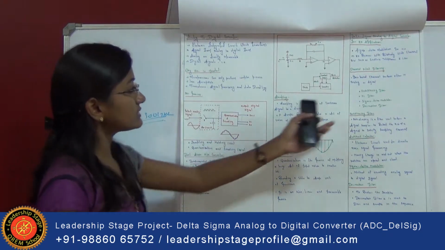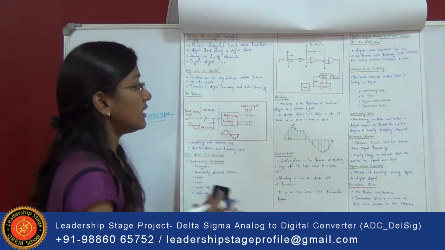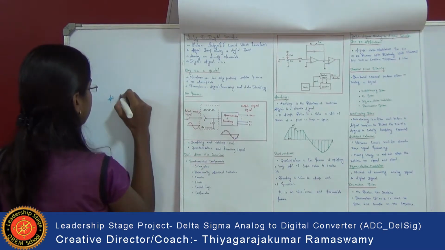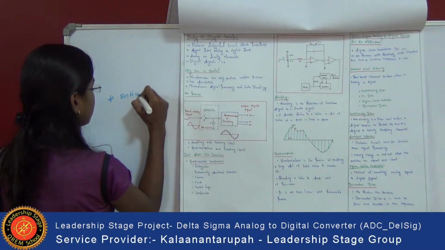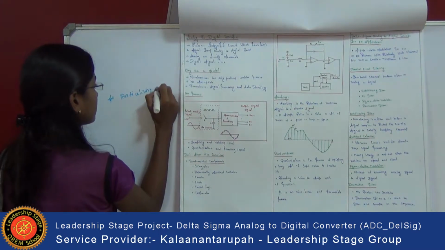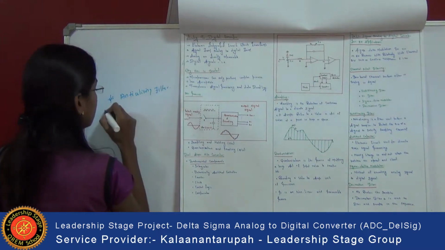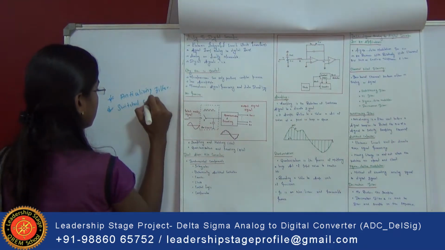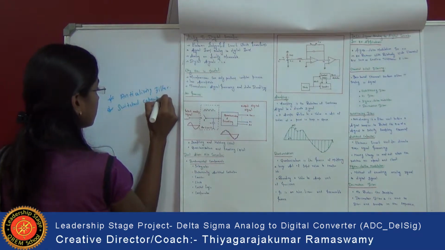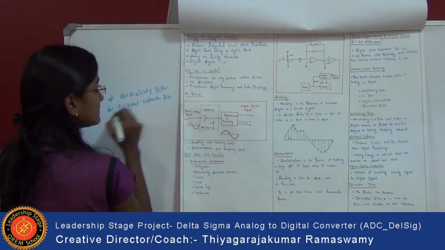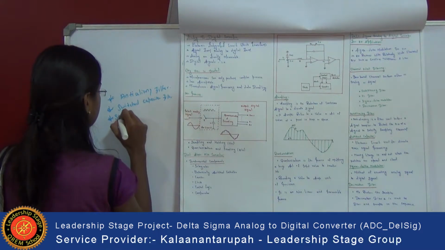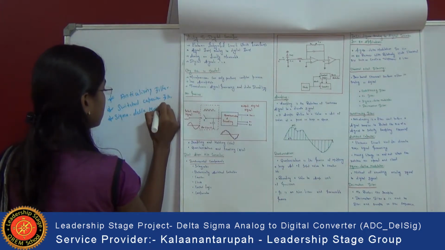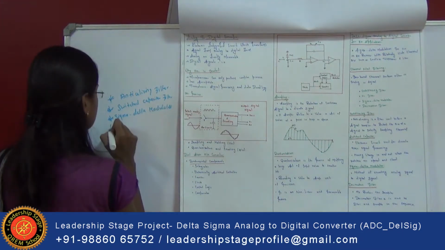Next, here we are going to see the channel select filtering. The channel select filtering includes an anti-aliasing filter, switch capacitor filter, sigma delta modulator, and decimation filter.